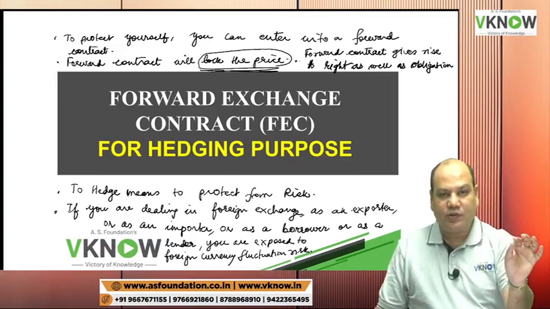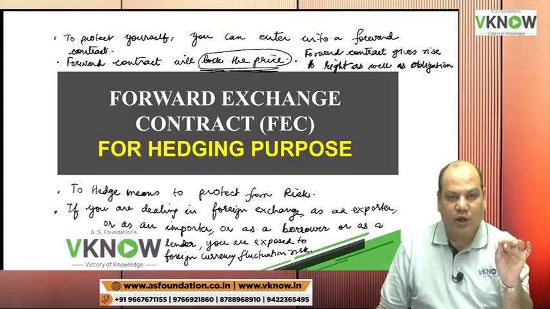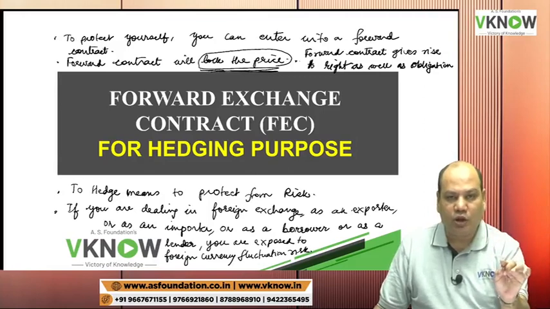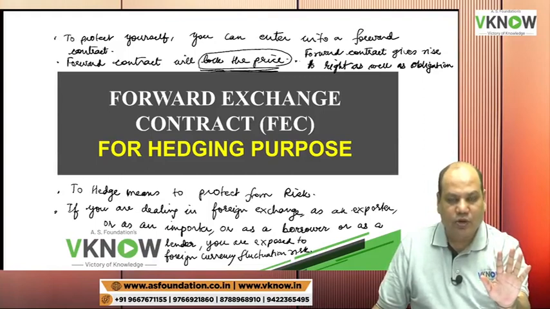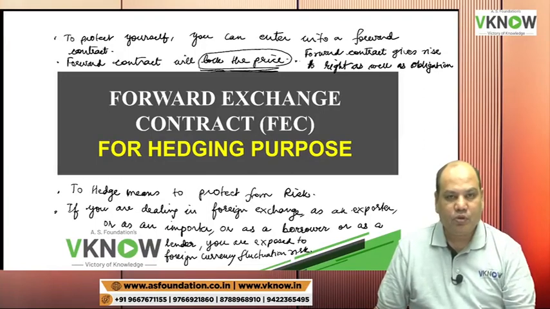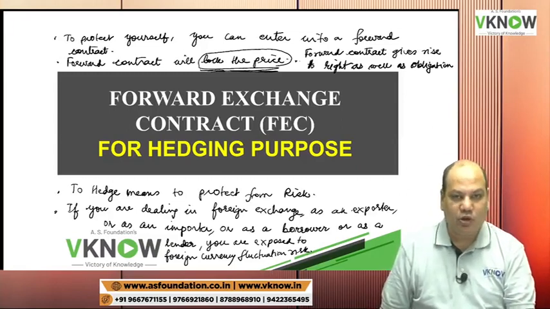Refer the previous example. Mr. A has a right to buy $1,000 at 76. That is the right. And what is the obligation? He has an obligation to pay 76,000 rupees for buying $1,000.